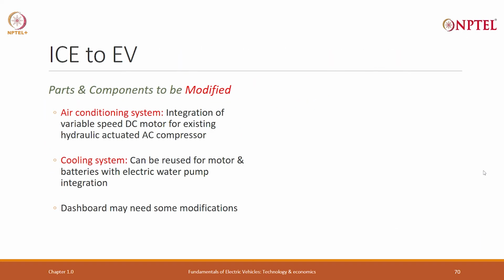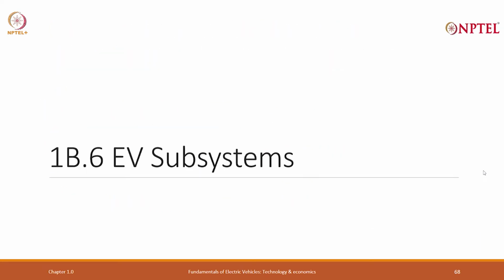This brings me to the last subsection of chapter 1b. It is simply listing of EV subsystems, each of which we will cover either in part 1 or part 2 or part 3 and 4.